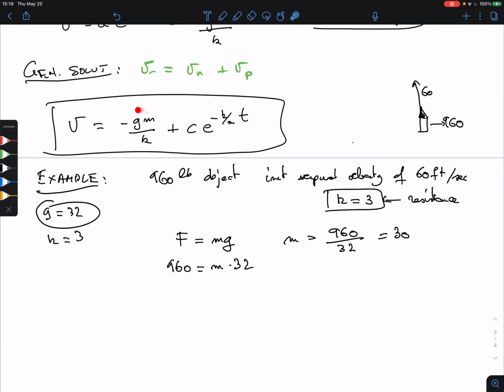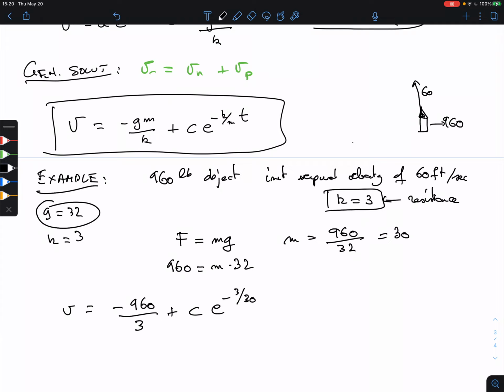Okay? What mg is, therefore, is just your weight here. So if you plug in the first thing here, v is now minus your weight, 960, divided by k, which is 3, plus c, which we don't know yet, minus, but here we see, we didn't need to really know our mass there, but here we needed the mass for this formula, minus 3 over 30.